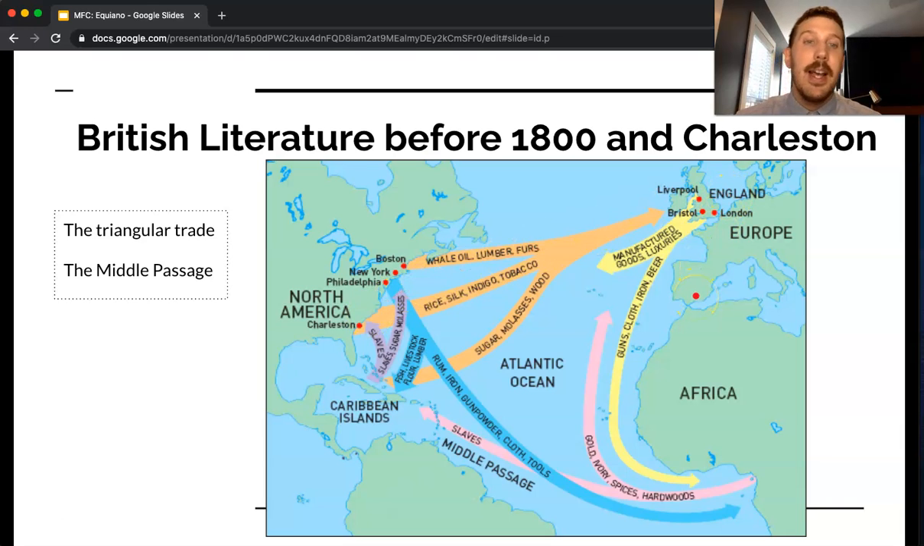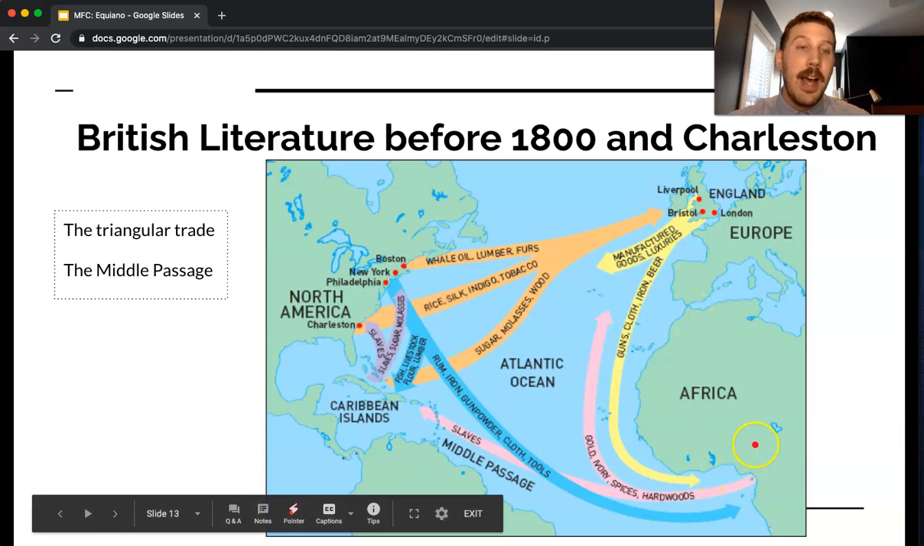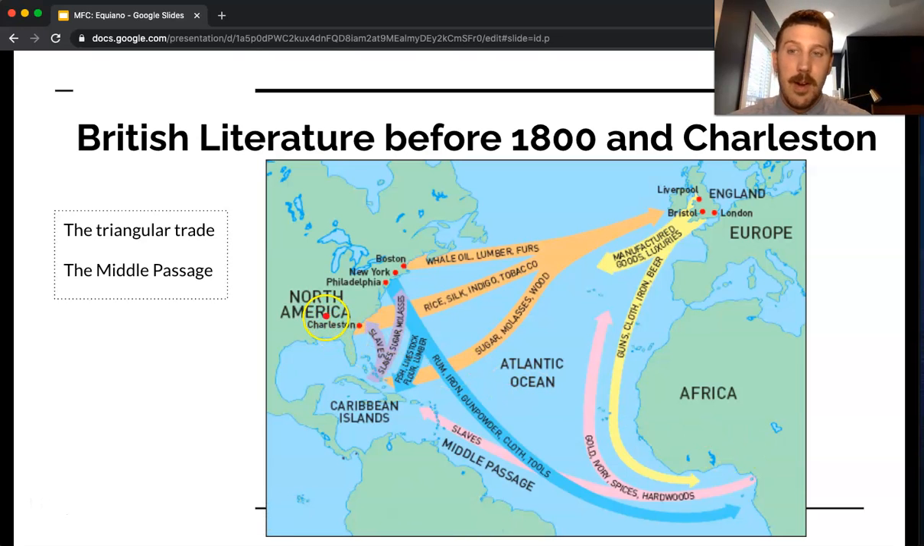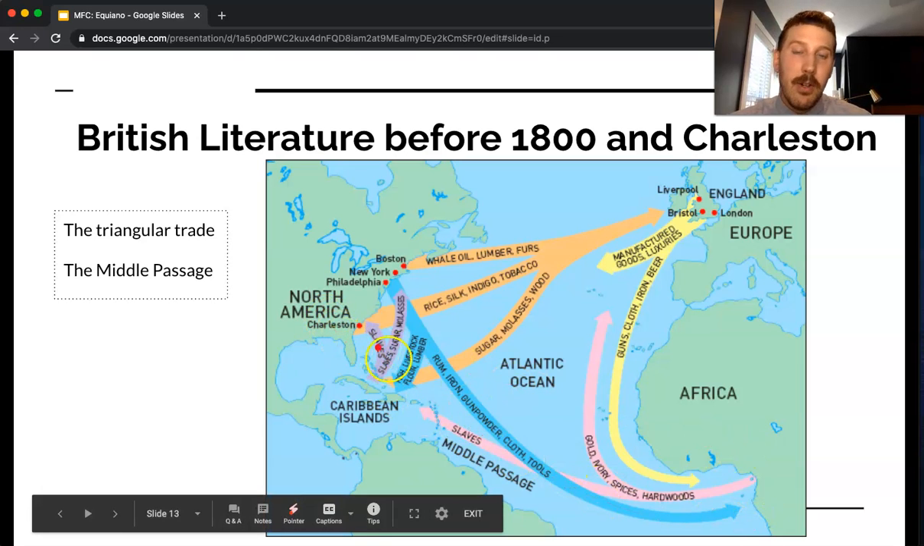So this is why this is referred to as the triangular trade, and why the journey that enslaved persons made from Africa to North America was referred to as the Middle Passage. It's in the middle of this triangular route.